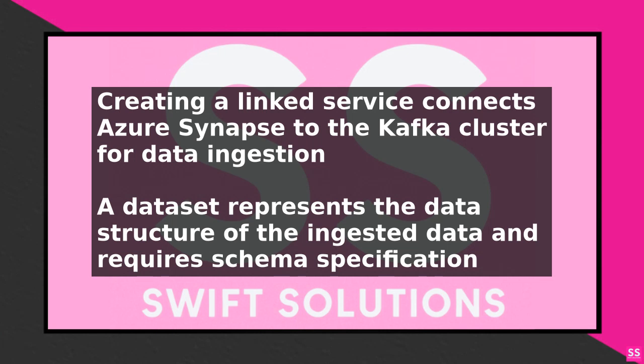Conclusion. Ingesting data from Kafka into Azure Synapse is a straightforward process that requires setting up a Kafka cluster, creating an Azure Synapse workspace, and creating a linked service, dataset, and pipeline. By following these steps and best practices, you can easily ingest data from Kafka into Azure Synapse and start analyzing and visualizing your data in no time.